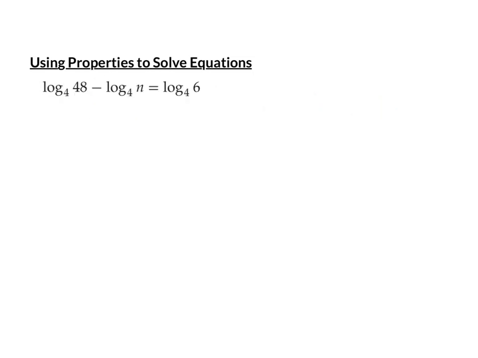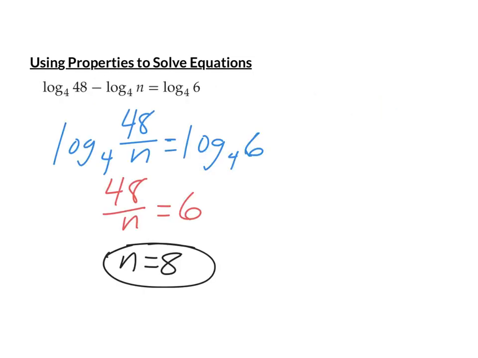Alright. You do this one. Here's what you should have had. Okay, so I combine this together using the quotient rule since this is subtraction, so I can just take 48 and n and turn it into one quotient. Since 48 came first, you have to do 48 over n. I didn't do anything over here. Basically, you get rid of the logs. 48 over n equals 6. 48 divided by what number equals 6? 8. Okay. How many had that?